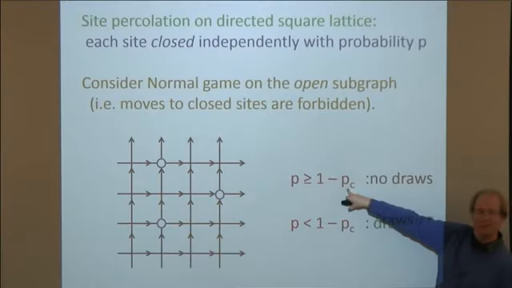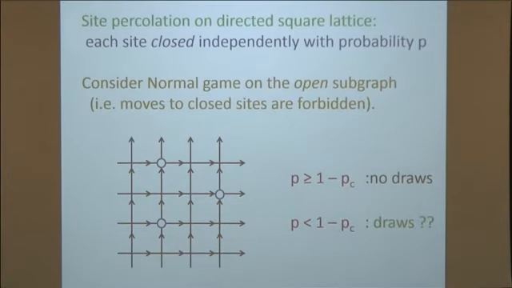And I play the normal game on the open subgraph, the vertices that remain. So you're not allowed to move to a closed site. So again, for some reason our P is 1 minus the usual P of percolation, for whatever historical accident. So if P is big, there are lots of closed sites, then, so this should be the p_c for directed site percolation, the set of vertices you can get to is finite, so definitely there are no draws. But if not, then the graph is infinite, so maybe there could be draws.